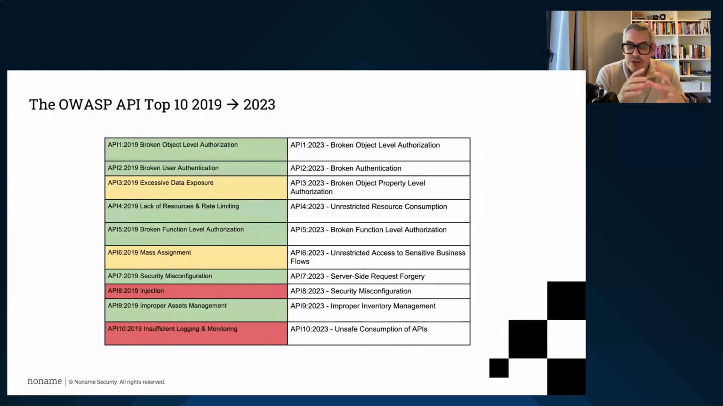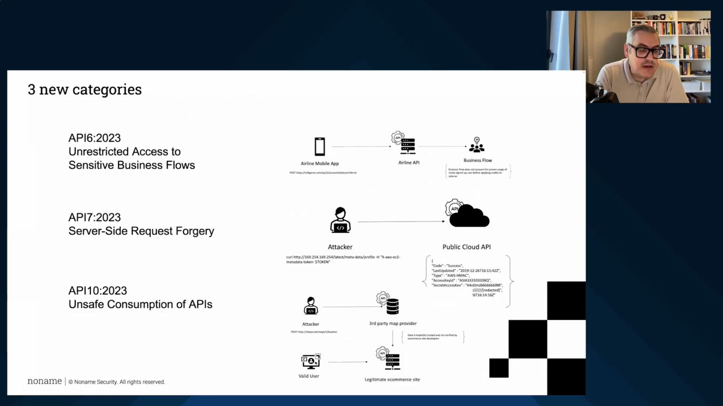If we just focus on the three new ones, just to give you some idea or some flavor of what the OWASP list is about and how to address these things. The first one that we see is the unrestricted access to sensitive business flows. So an example would be how do you protect yourself against automated attacks? Think about bots, for example.